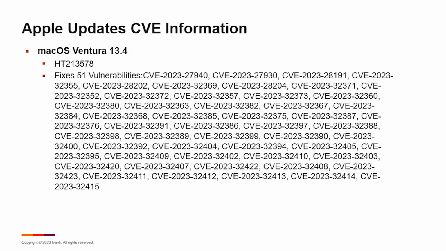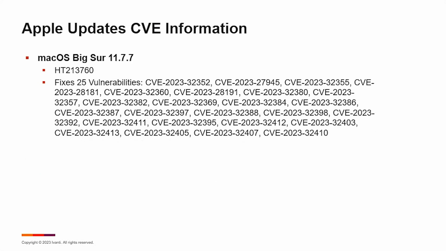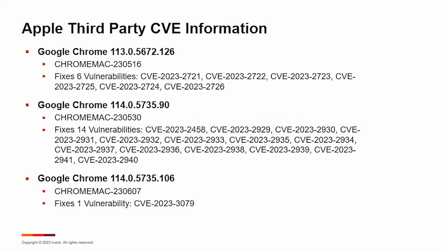So the macOS Ventura update, 51 CVEs resolved in the latest OS update there. Monterey had 29 resolved, and Safari resolved 5 vulnerabilities. Big Sur, their latest release, resolved 25 vulnerabilities. The Google Chrome updates, similar to the other, although I think the Windows side had 13 in that second one. This one had 14. And then the Chrome for Mac, that was that 0-day fix that came out.